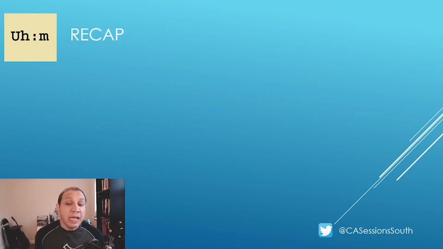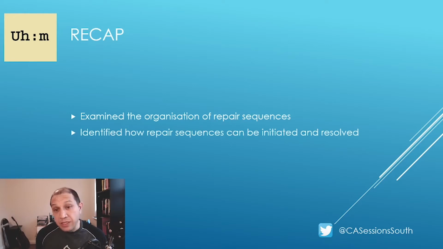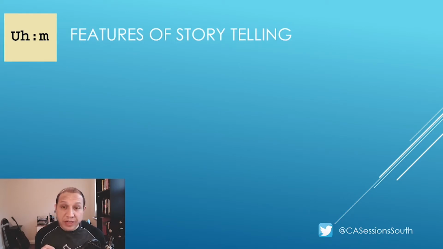Before we move on, let's take a quick look at what we covered in the last session. We examined the organisation of repair, a concept that we described as the problem solver in social interactions. We identified some of the ways repair sequences can be initiated and resolved, and we described some of the functions of repair sequences. Today, we're examining how storytelling sequences unfold in everyday and institutionalized interactions.